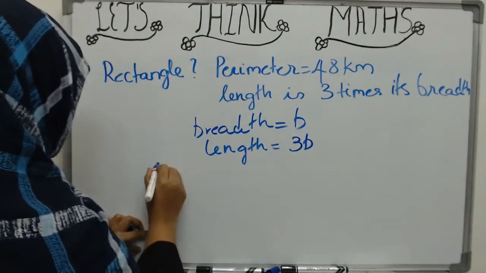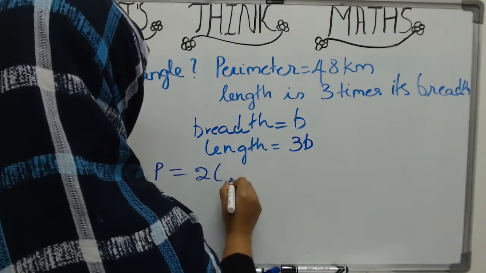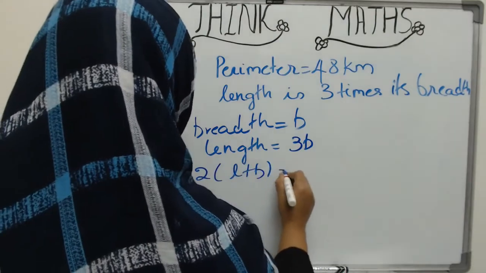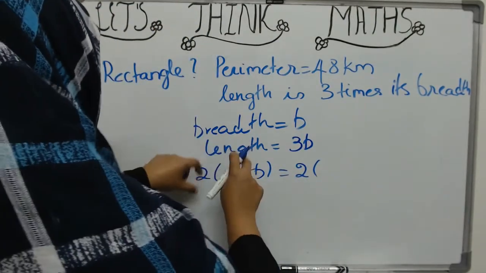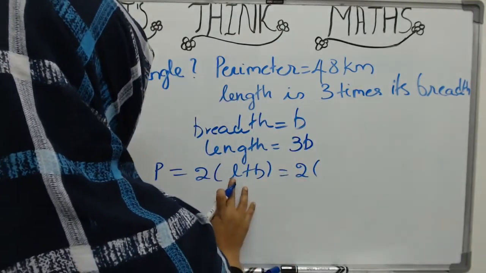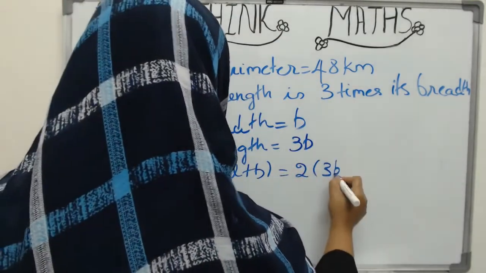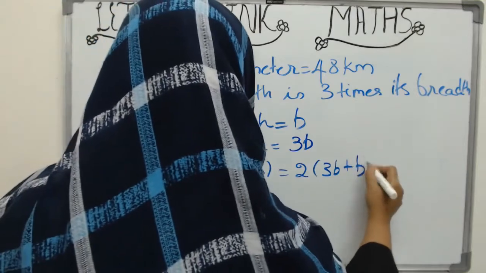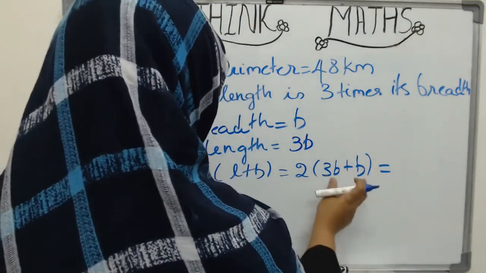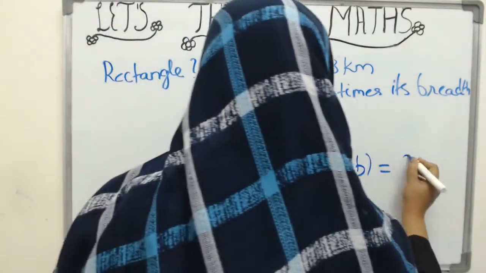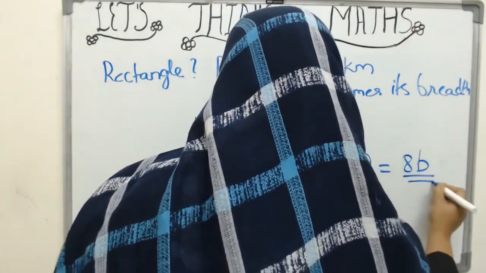And what is the perimeter? Perimeter is 2 into L plus B. But what have we found the L to be? The length we have expressed as 3B. So L is equal to 3B, and B of course is B. That will be 2 into 3B plus B, which is 4B, right? This is 4B. 2 into this would be 8B. So this is the perimeter.